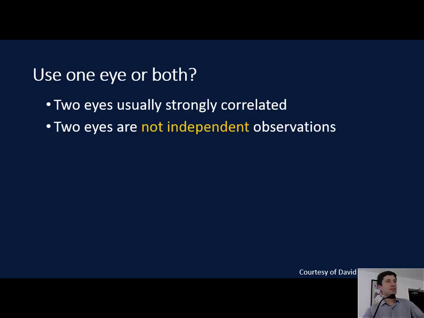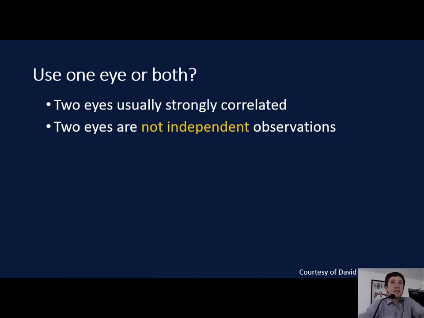So another issue that comes up frequently, most people have 2 eyes, right? So what do we do with the fact that we have 2-eye data on most of our patients, many of our patients, depending on the study? The 2 eyes, they sit in the same head, in the same person, and so they're usually strongly correlated. Certainly if you have glaucoma in one eye, you're more likely to have glaucoma in the other eye. If you have diabetic retinopathy in one eye, you're more likely to have it in the other eye.